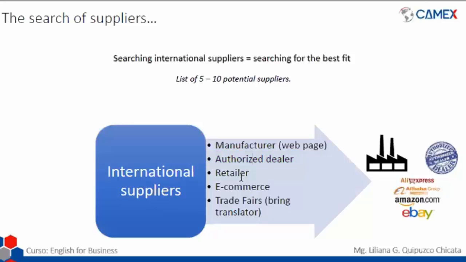Then we have retailers. This means that we were not able to buy from a manufacturer or from an authorized dealer, and we can go to small companies. There are retailers that sell one by one, so we can buy from them if they have a cheaper price than if we buy it here in Peru.